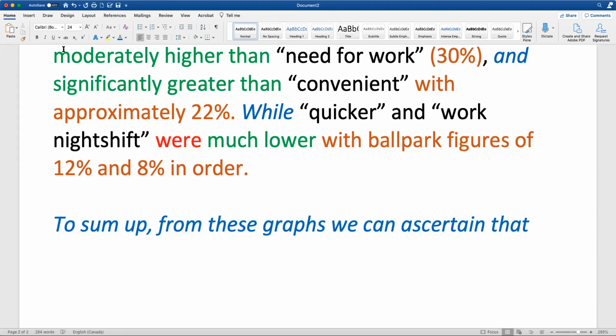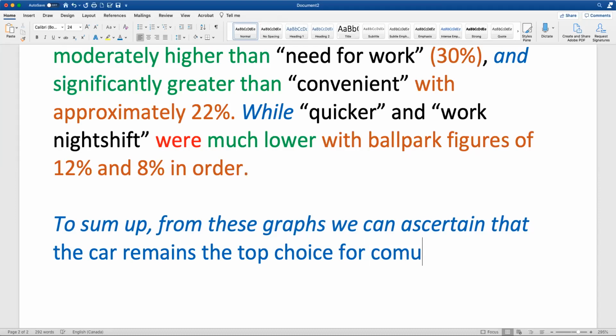Leo, can we say graphs when we talk about the table and the one graph? Yep. We can say graph or table. To summarise from these graphs, the car remains the top choice for commuting.